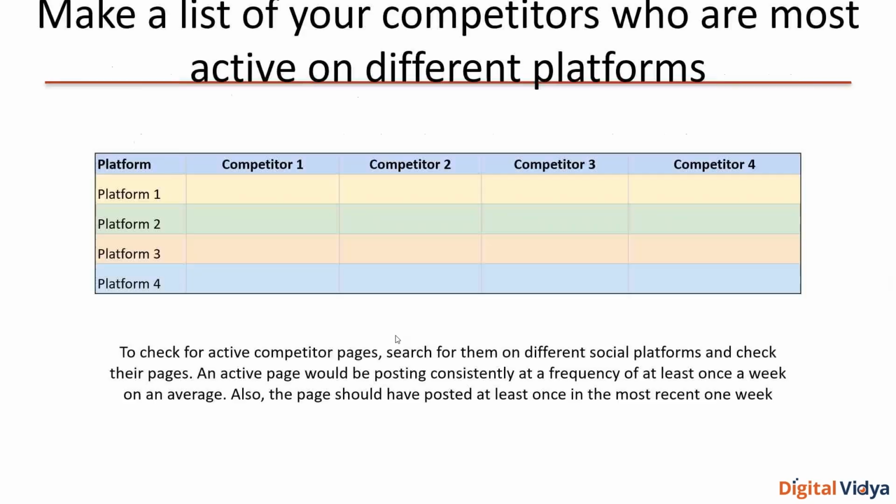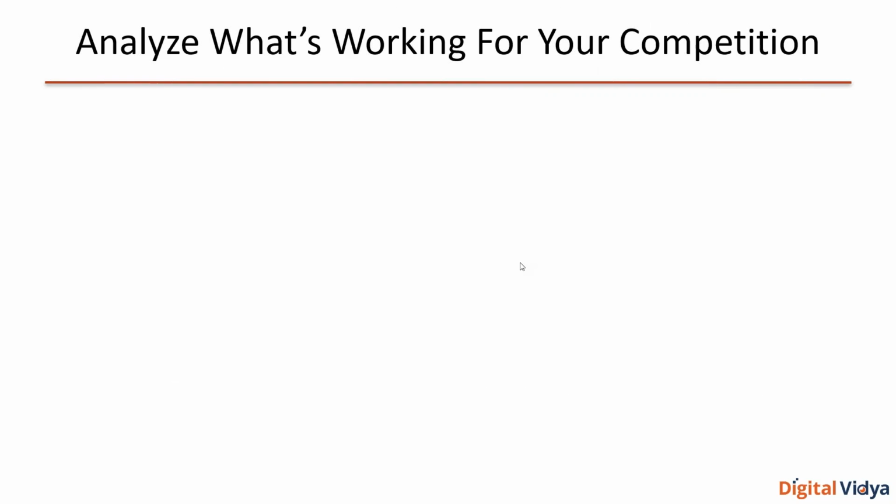Great. So how do you do a competitor analysis? Well, first thing is you make a list of competitors across all platforms. So Facebook, you'll make a list. Instagram, you make a list. Twitter, you make a list. LinkedIn, you make a list. Wherever you're active, you make a list of competitors. Before you make a list, go see if they're active on the platform. See if they've posted at least once in the last couple of weeks or once in the last 1 week. See who's active. Make a list of all your competitors. Then analyze what's working for them.